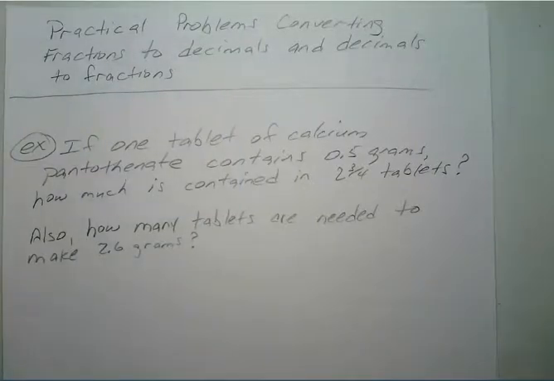Okay, so for our first example, let's say you have 1 tablet of calcium pantothenate, I'm assuming that's how you say it, that contains 0.5 grams. How much is contained in 2 3/4 tablets? Also, how many tablets are needed to make 2.6 grams?